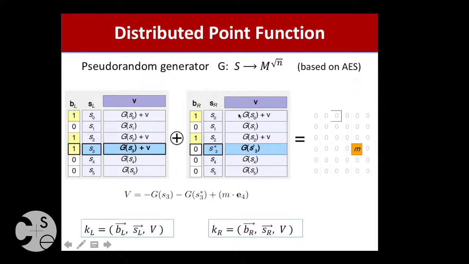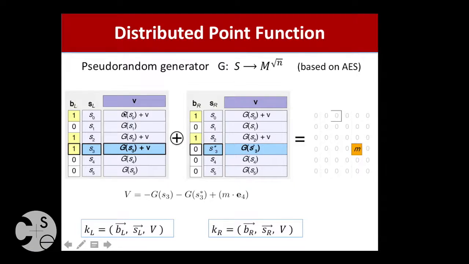He evaluates the generator at all the seeds that he was given. If the corresponding bit is 1, he adds V. If the corresponding bit is 0, he does not add V. Very simple operation. And now look what happens. If we look at the first row, you notice we have the same values for both the left server and the right server. So when we XOR the two together, we get a row of zeros. That's good. That's what we wanted. All the rows are going to be 0 except the critical row, the row that contains the message M.